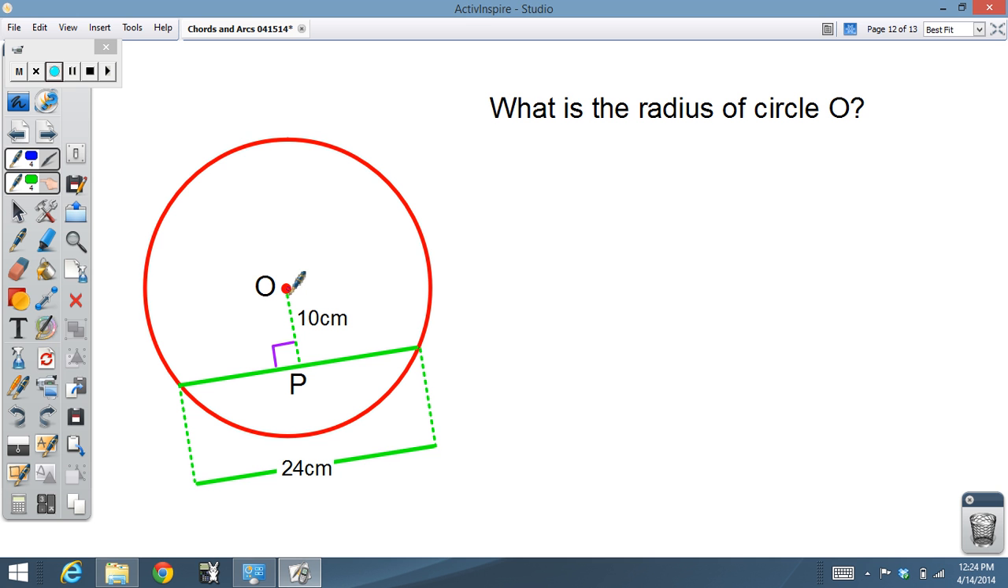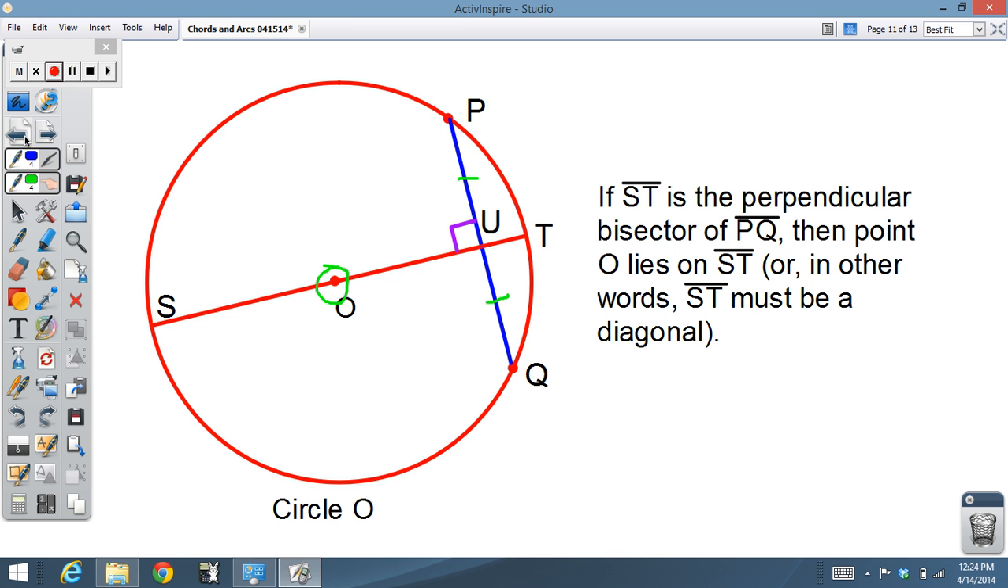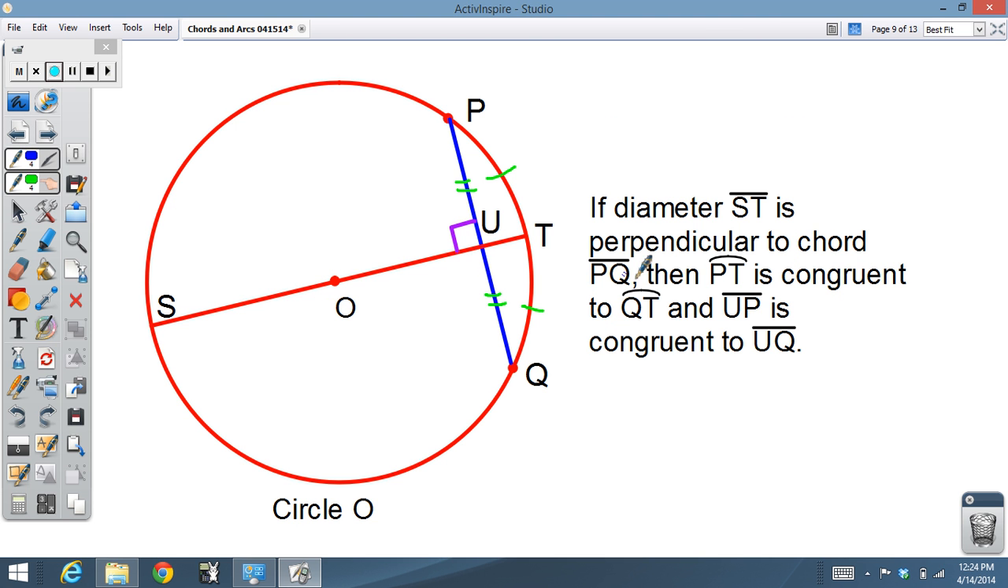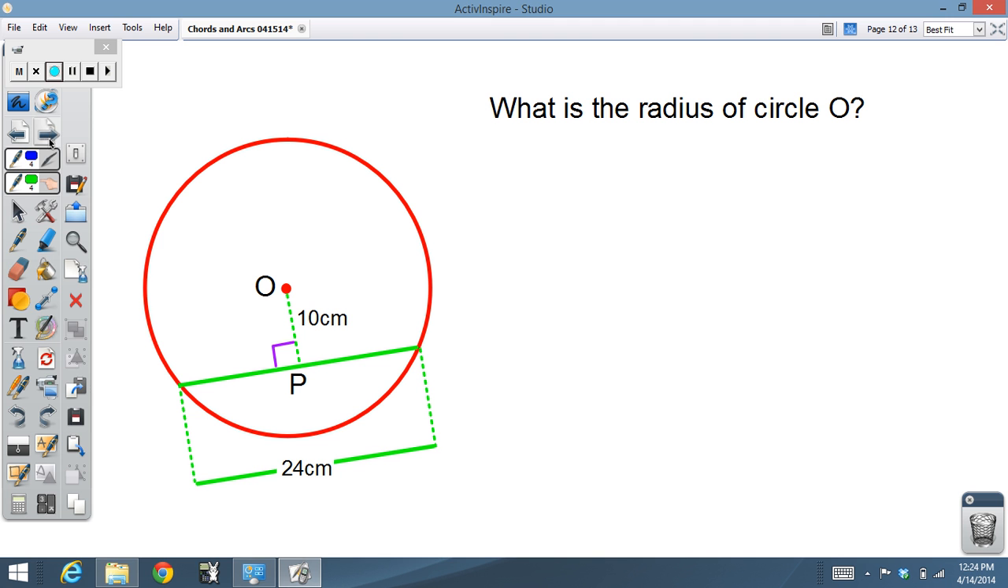We had a theorem that told us that if a diameter is perpendicular to the chord, then the parts of the chord are congruent. So we've got a diameter, and it's perpendicular, and basically what it's telling us is that this must be congruent to this. So if the total is 24, each of these must be 12, right? Which means we have a nice little triangle we can solve using the Pythagorean theorem.